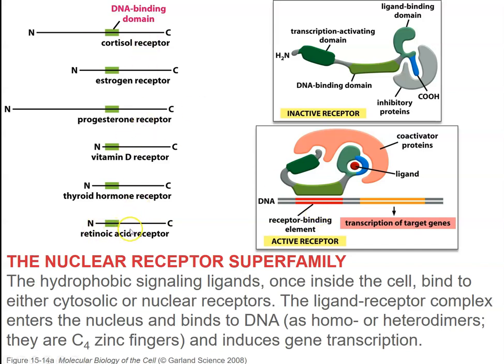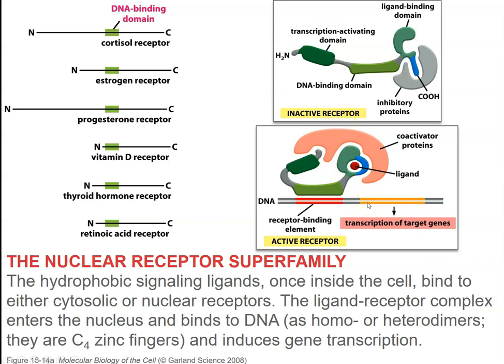Here are the different kinds of receptor proteins, and they, of course, will all have a DNA binding domain, irrespective of the differences among these receptors. This looks sort of like a cartoony kind of thing. There's the ligand binding domain right here. This is the DNA binding domain shown in green, and that's the transcription activating domain that's going to interact with the RNA polymerase. So that's the inactive receptor.